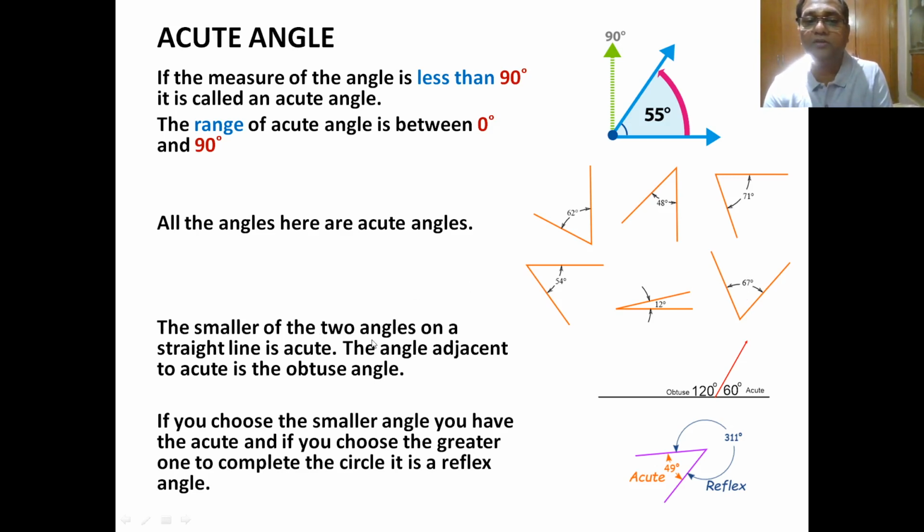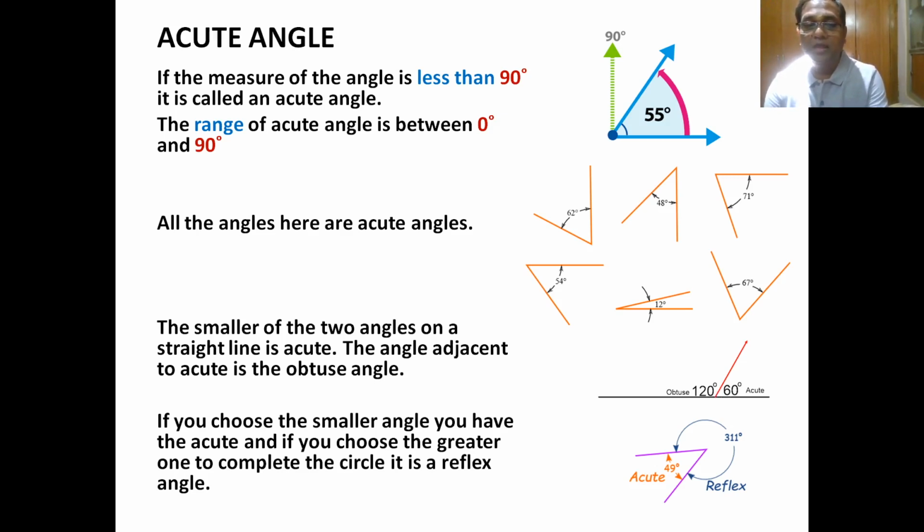The smaller of the two angles here. See, this is a straight line and I have kept a ray on the straight line. Two angles are formed. The smaller of the two angles will always be called an acute angle, and the other one, the larger one, will be called an obtuse angle. If I keep the ray in such a way that one of the angles is 90 degrees, the other angle will also be 90 degrees, they will become right angles. But if the ray is kept in such a way that one angle is small and one angle is big, then the smaller of the angles will always be the acute angle.